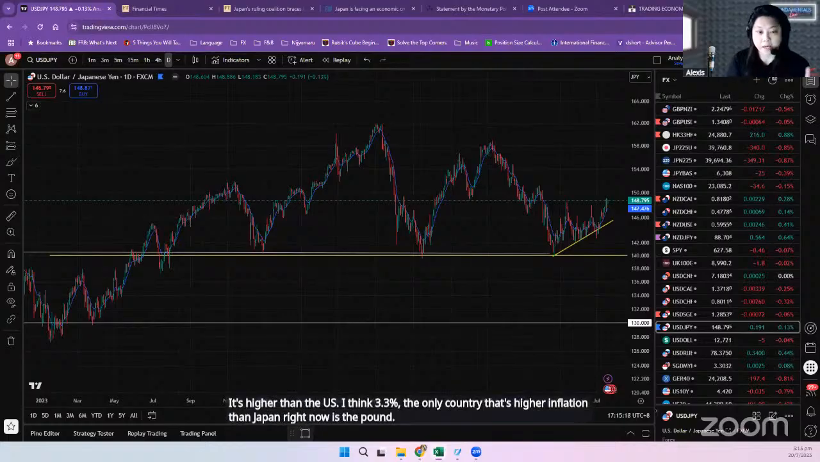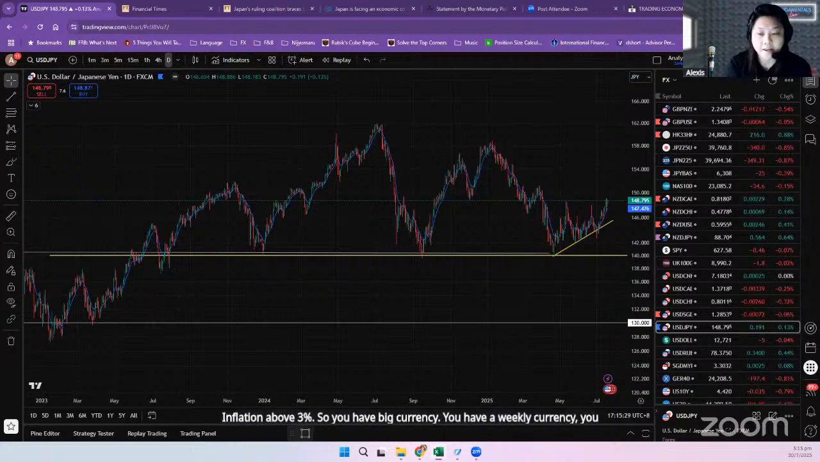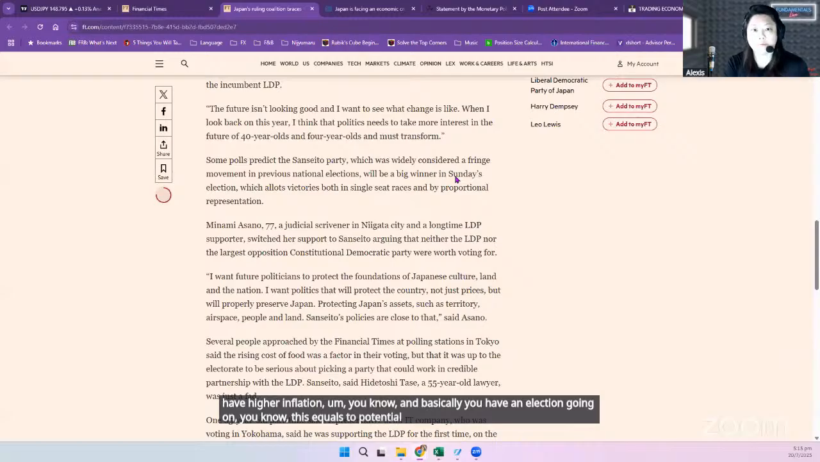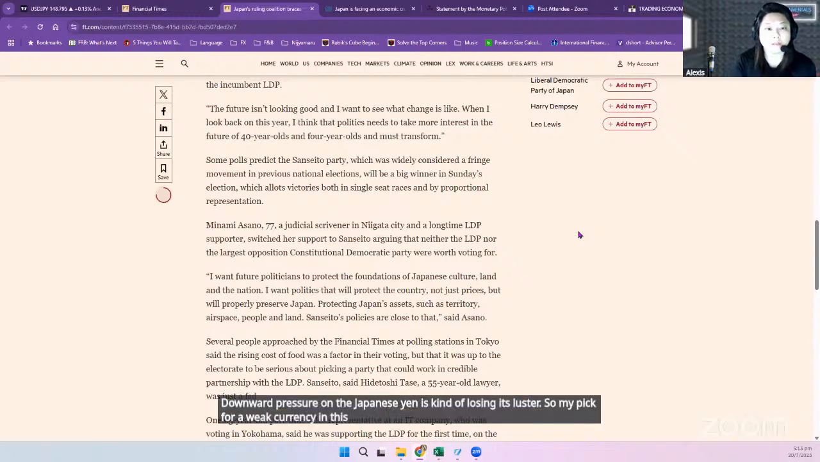All right, every other major, minor currency has an inflation that is below 3%, and Japan still has inflation above 3%. So you have a weaker currency, you have higher inflation, and basically you have an election going on. This equals potential downward pressure on the Japanese yen, which is kind of losing its luster. So my pick for a weak currency in this next, at least medium term, is the Japanese yen.